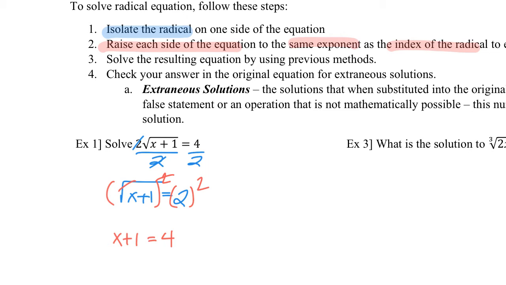Then step 3 is solve the resulting equation just like normal. In this case, to get x alone, we would have to subtract 1 from both sides, and x would equal 3.